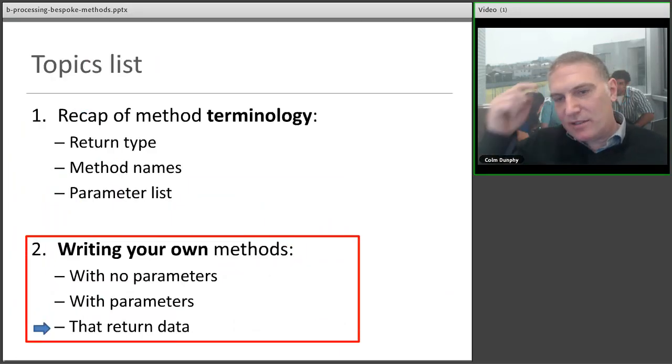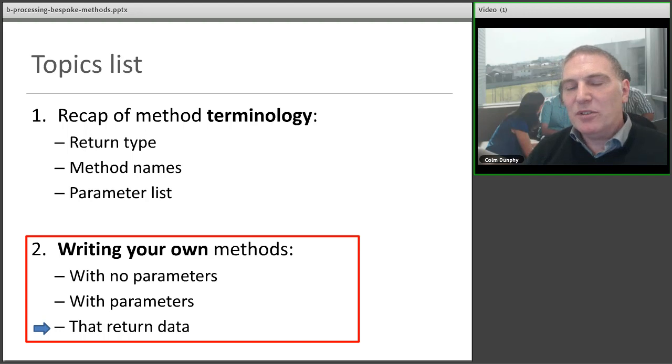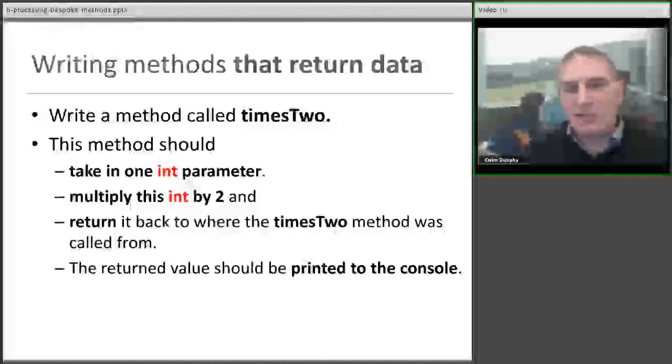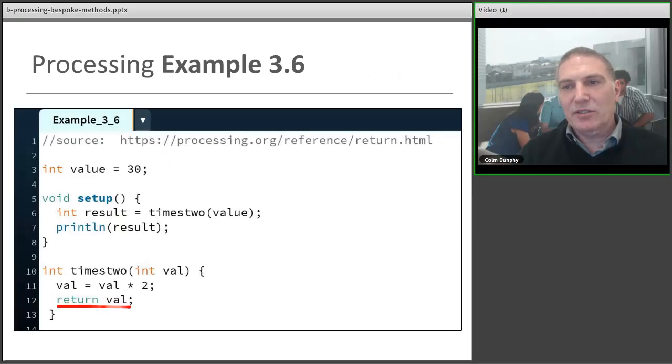Okay, so we've had a method with no parameters, we've had a method with parameters, and now we're going to look at a method that returns a value. And to do this, we're going to look at times 2. So take in a number, multiply it by 2, and return the answer. Okay, so the answer then can be printed to the console.